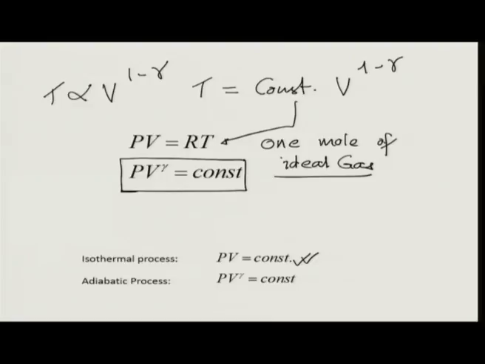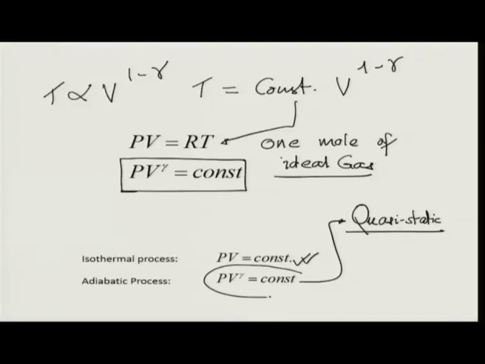What is the corresponding relation in an adiabatic process? Remember, adiabatic process is also quasi-static. But temperature is not constant. Rather, you will have PV gamma is equal to constant. For an adiabatic process, PV gamma is equal to constant. That is what we have to use when we want to calculate the work done in an adiabatic process.